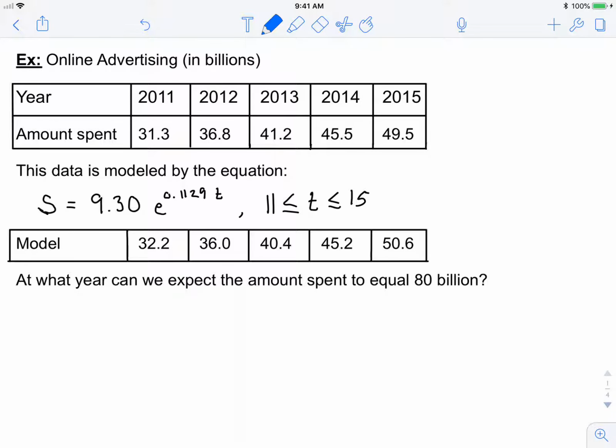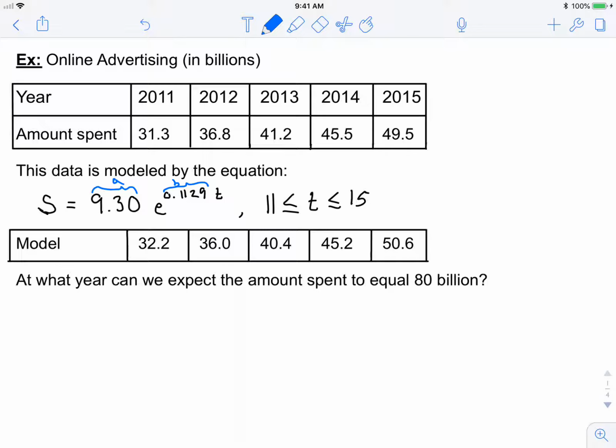And by looking at this, we can turn this into an exponential equation that's modeled by s is equal to 9.3, so this is our a here, times e to the power 0.1129, which is our b, times t, where t is our years. And this works if t is between 11 and 15. If we plug in 11, this corresponds to the data for 2011. If we plug in 15, it's 2015.